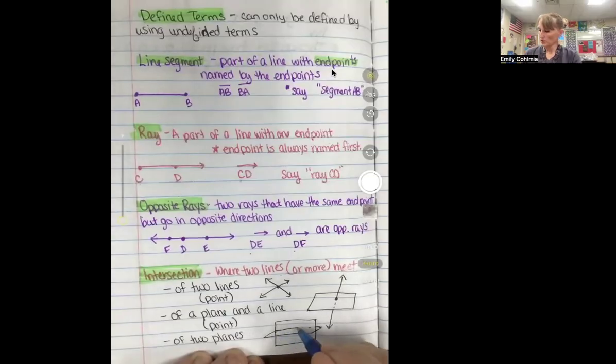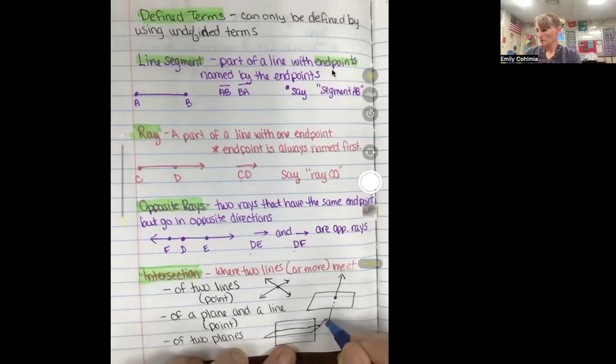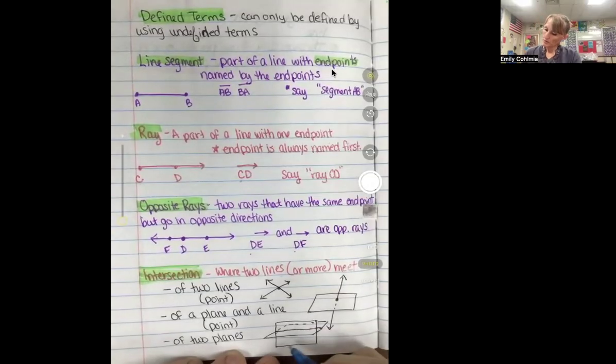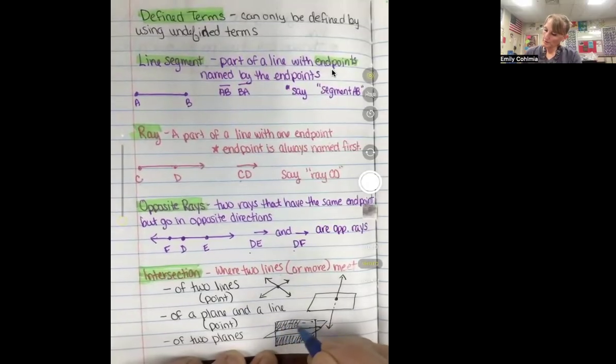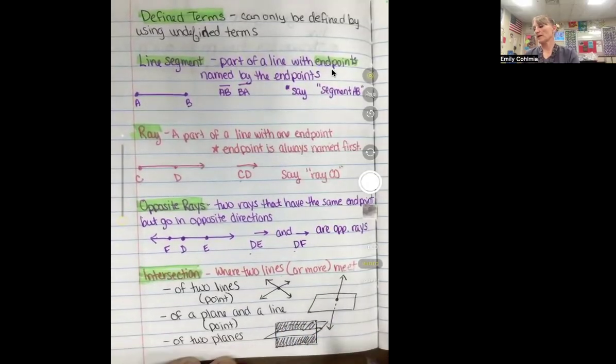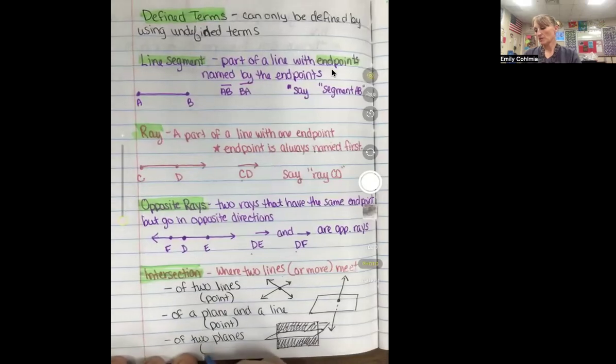That should be the intersection, sorry. So this is kind of hard to see, but this is the front plane here, and the other one is back there. So these intersect in a line.